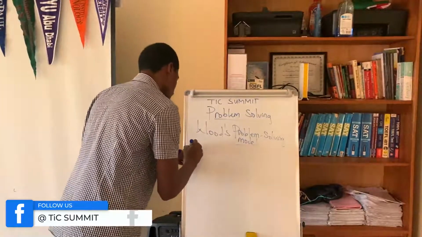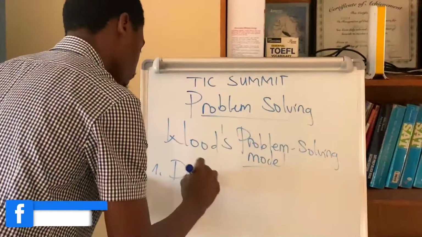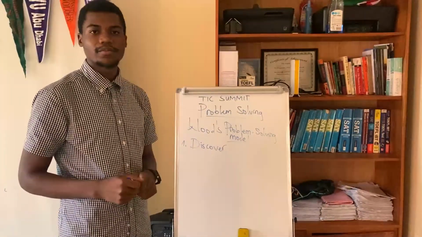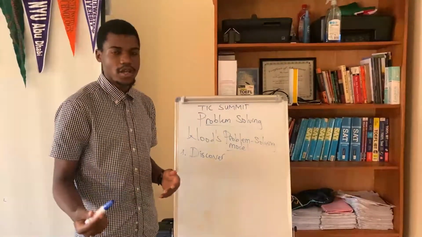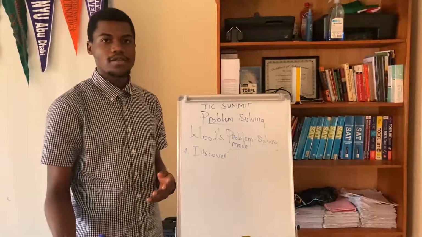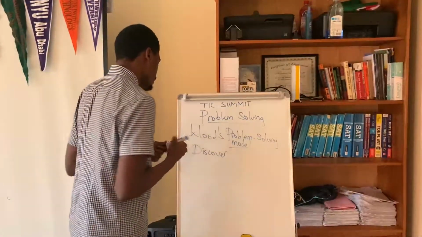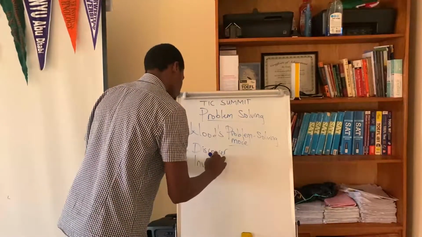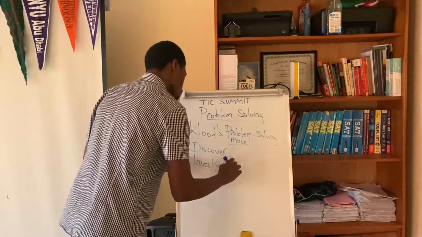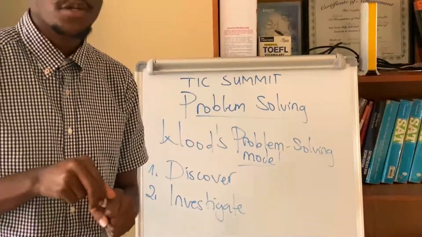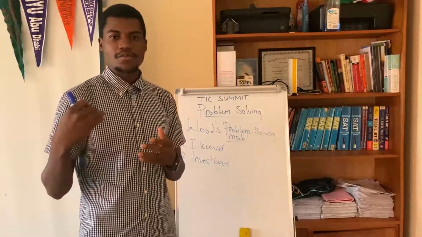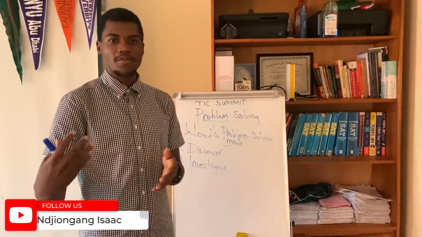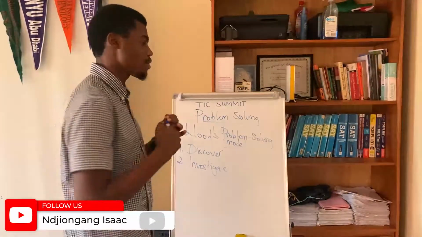The first step is discover. Discover is all about identifying the problem. If your prototype is not working, you try to see why it's not working. You identify what is wrong with your prototype. The second is investigate. In this stage, you try to define your problem, you try to understand and find as much information as possible to help you understand why your prototype is not working, why that problem came about.